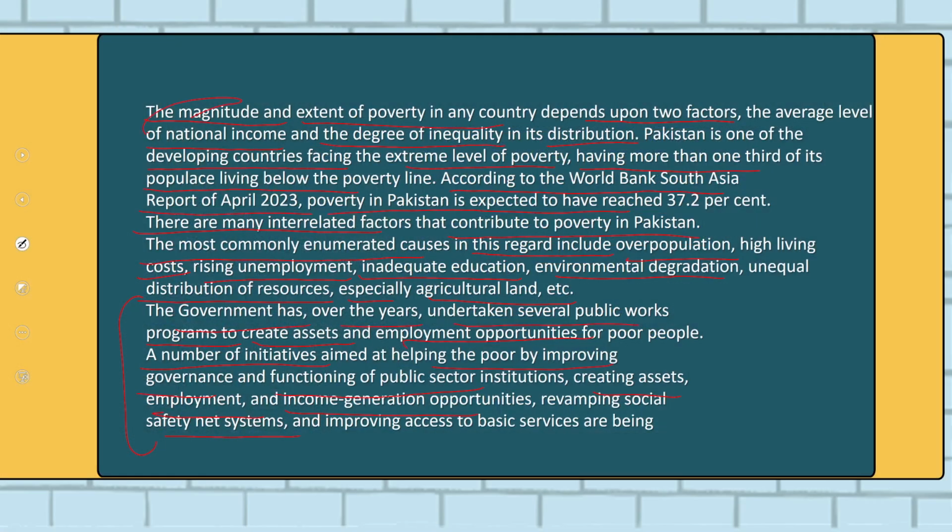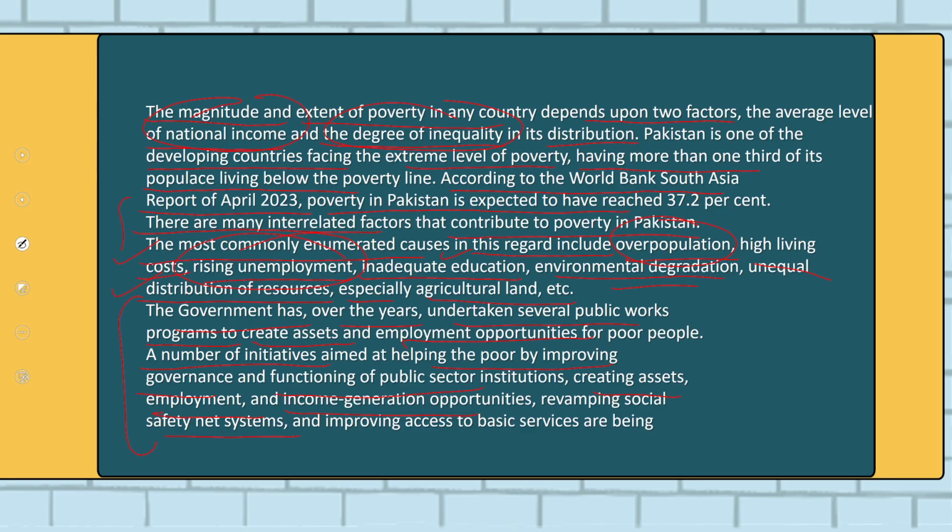national income, degree of inequality, and according to the World Bank, South Asia. Okay, let's read it out. Now, these factors can be acted as causes. Overpopulation is a cause of poverty in Pakistan. High living cost, rising unemployment, inadequate education, environmental degradation, unequal distribution of resources, and agricultural land.